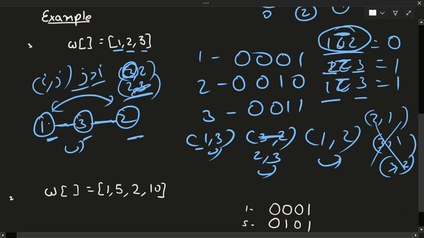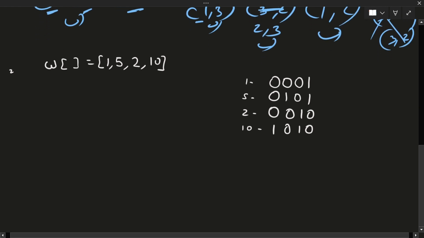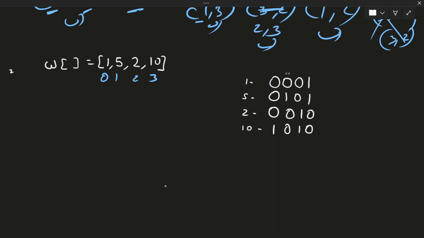Let's see one more example. Here we have another array. These are the different weights: weight of node 0, node 1, node 2, and node 3. So the weights are 1, 5, 2, and 10. Their binary representations are 0001, 101, 10, and 1010.